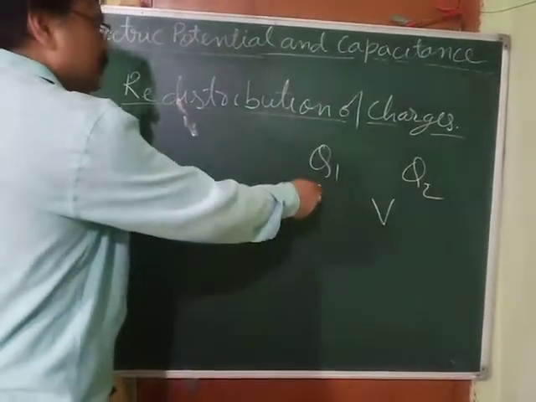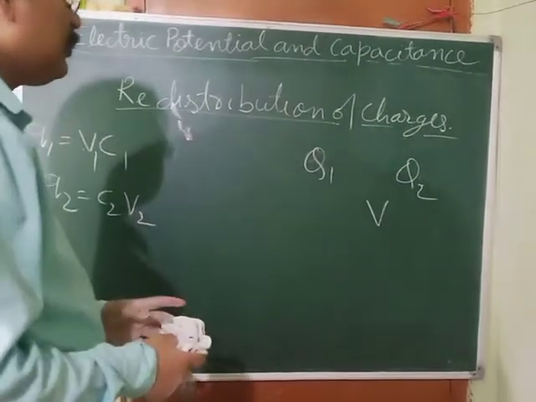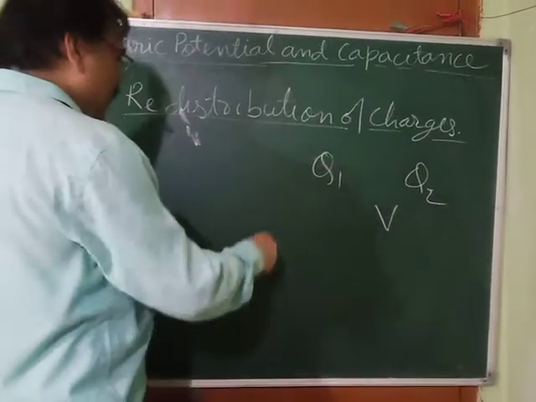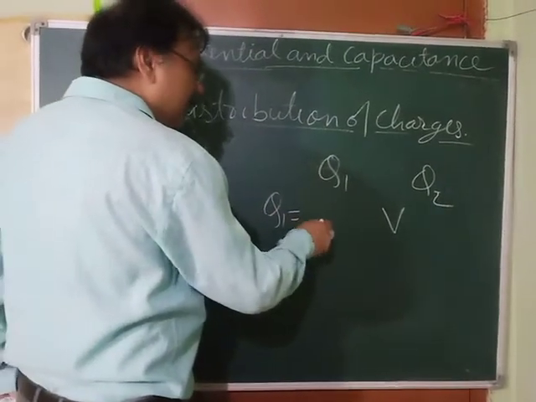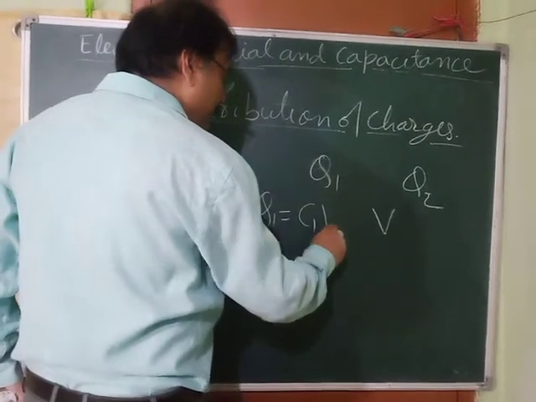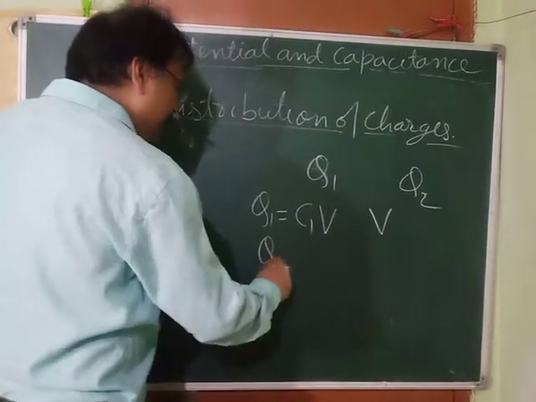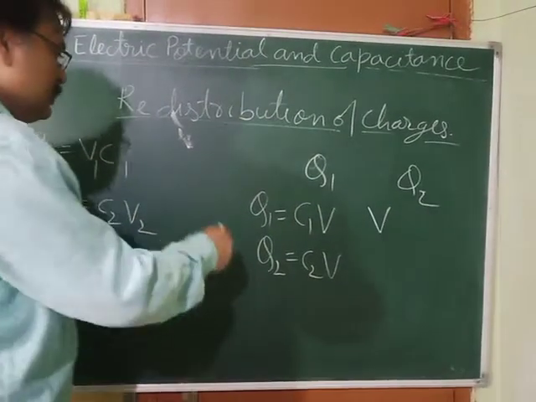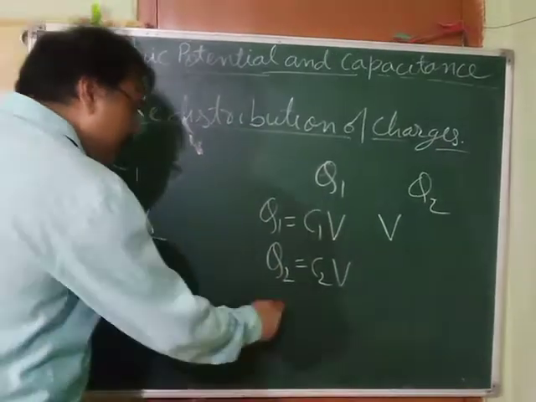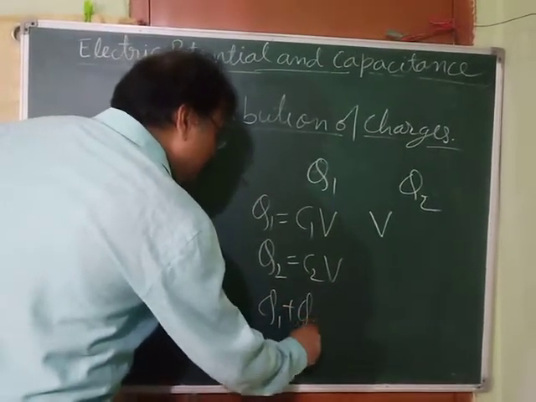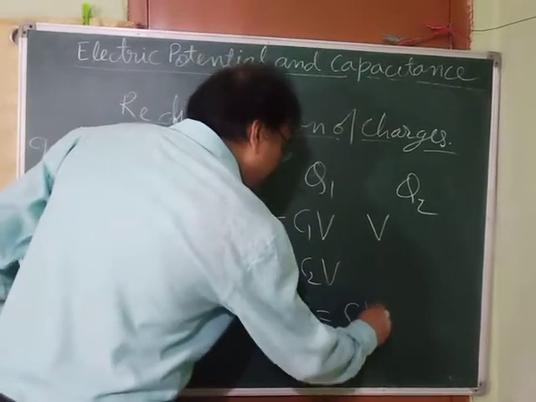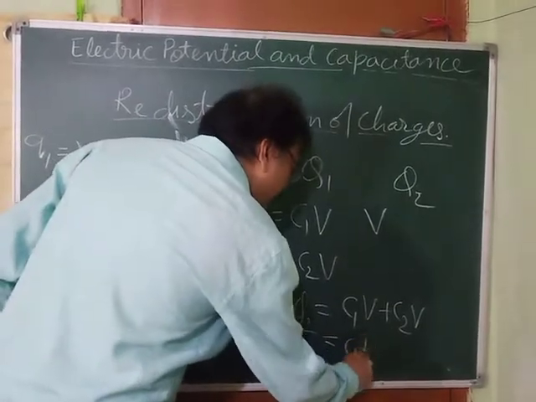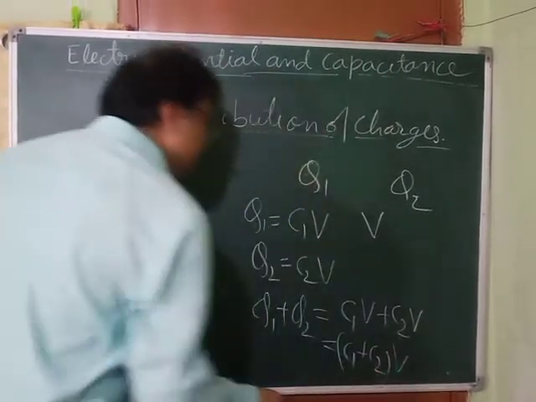Now, what is the total charge? What can we write in terms of Q1? See here, can we write like this? Q1 is equal to C1V, and Q2 is equal to C2V. Clear? So what is the total charge? Total charge is Q1 plus Q2, that is C1V plus C2V, and that means we can write (C1 plus C2) into V. This is the total charge.